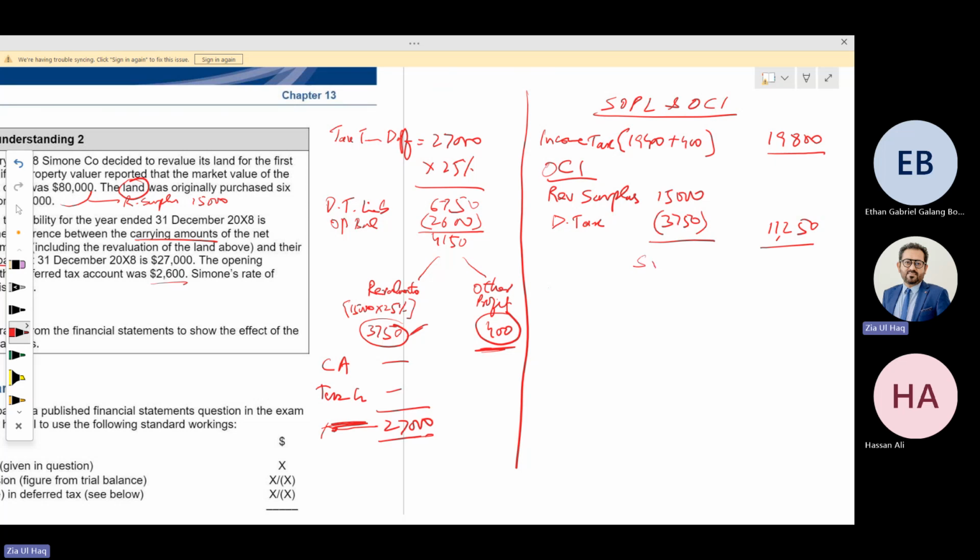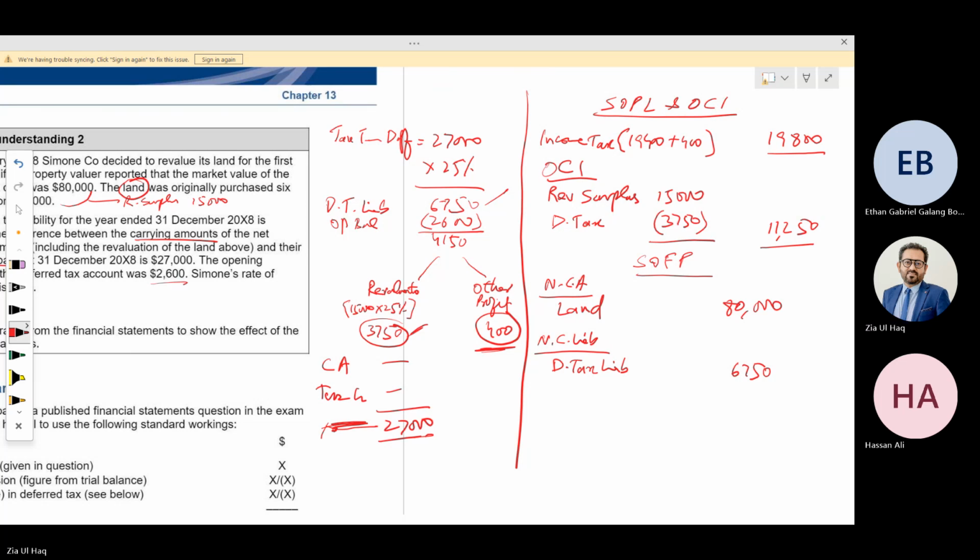Now we are moving towards preparing a statement of financial position extract. In non-current assets, we will record what? Land with a value of how much? 80,000. What else do we need to record? Is there any current asset? No. Is there any non-current liability? Yes. That is deferred tax liability, with the complete amount. What was that complete amount? 6750.